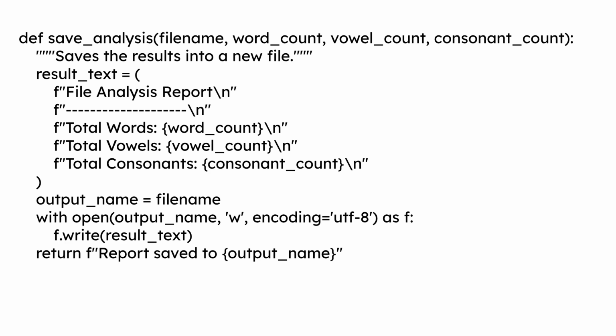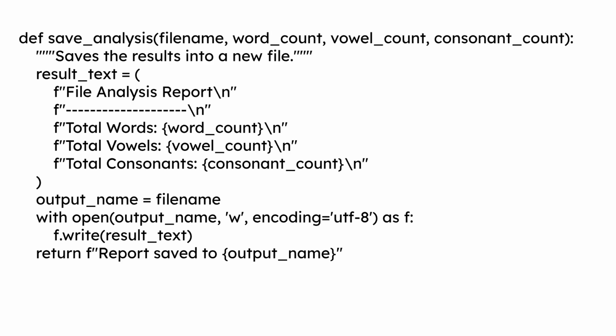Once it has those numbers, it creates result text. We use a Python multi-line f-string here to style our report. It creates a clean layout with a clear header, a divider line, and injects our exact word, vowel, and consonant counts right into the text using curly braces. This is like perfectly arranging our crispy fries in a clean, professional serving box.